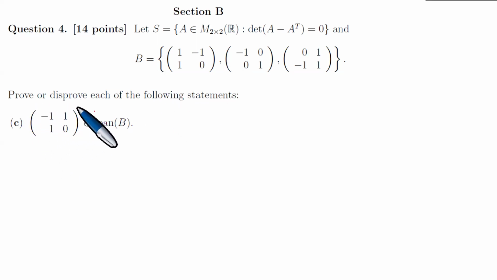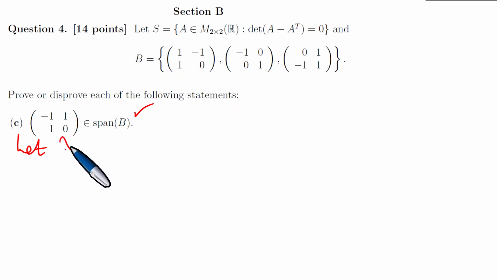Anyhow, prove or disprove each of the following. We are saying this matrix is an element of the span of B. These questions always repeat, and we did this question in one of the previous examinations. To prove or disprove this, the first thing is we need to let scalars. How many elements are here? There are 3, so we need 3 scalars.